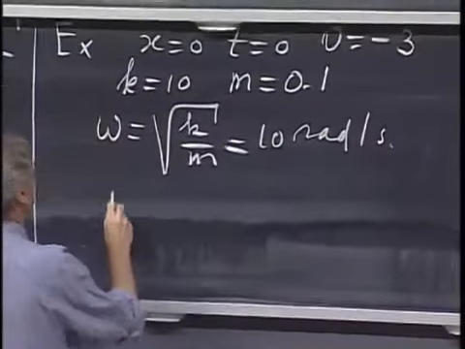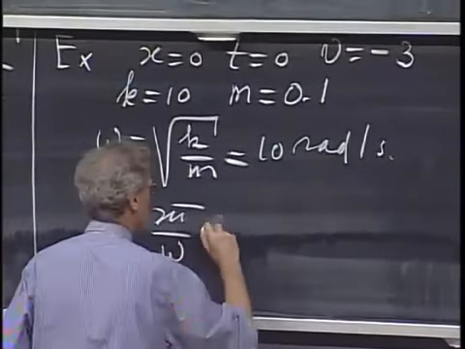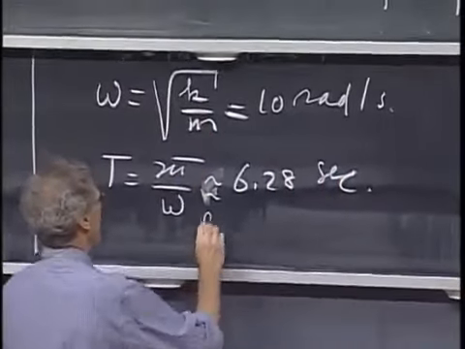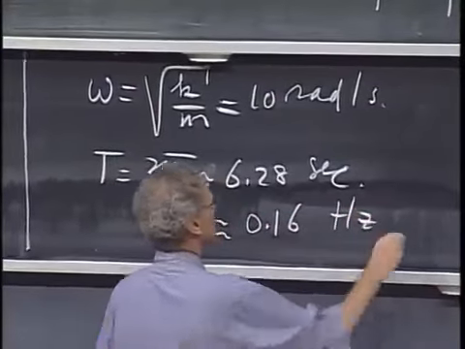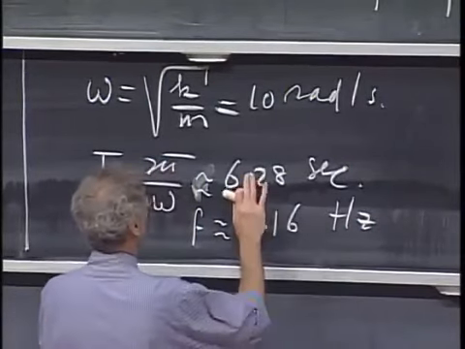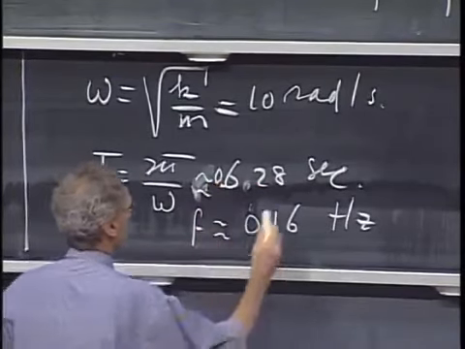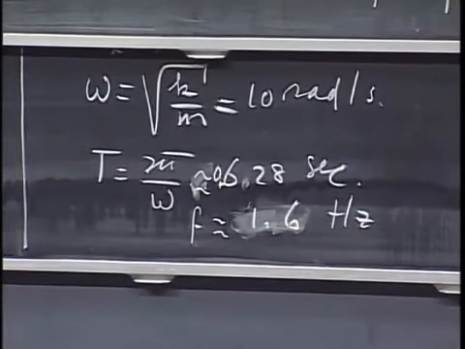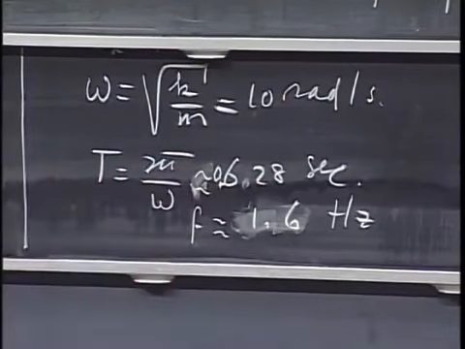The period T, which is 2π divided by omega, would be roughly 6.28 seconds. And the frequency f would be about 0.16 hertz. So just to get some numbers, 0.16 hertz, sorry. This is not my day. This is 0.628, and this is 1.6 hertz. 2π divided by omega, you can see this is 10. 6 divided by 10 is about 0.6.